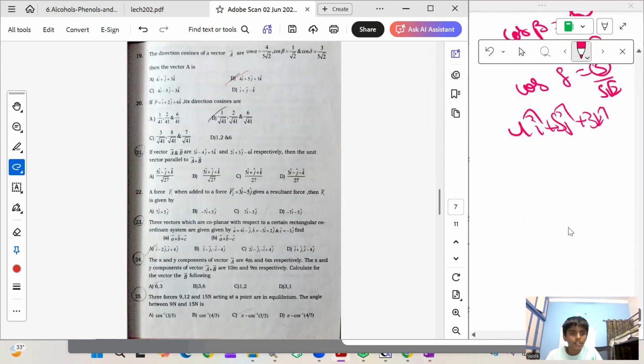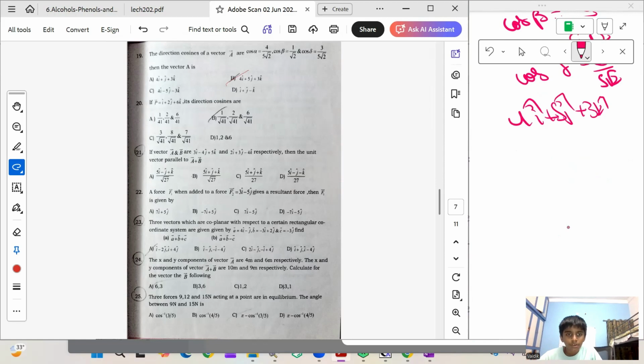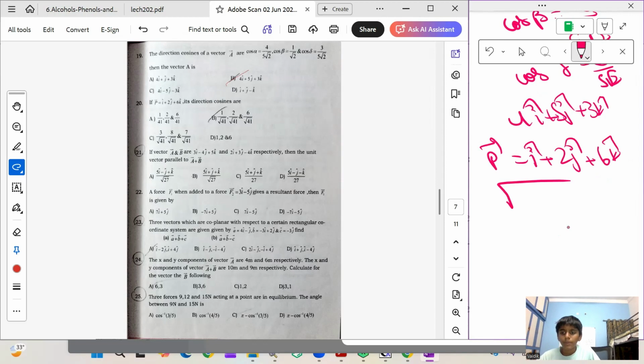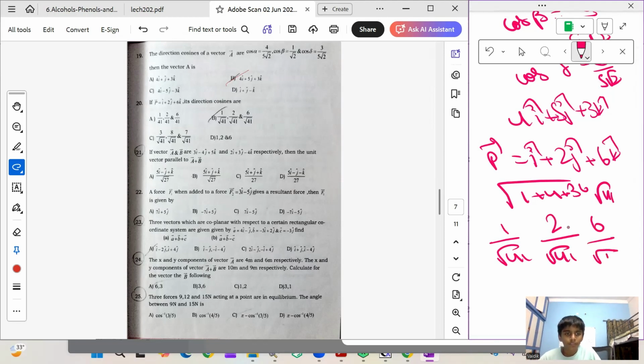20th question. P equals i cap plus 2j cap plus 6k cap. Direction cosines. First, the magnitude of this: root over 1 plus 4 plus 36, root 41. So the first direction cosine is 1 by root 41, the second one is 2 by root 41, and the third one is 6 by root 41.